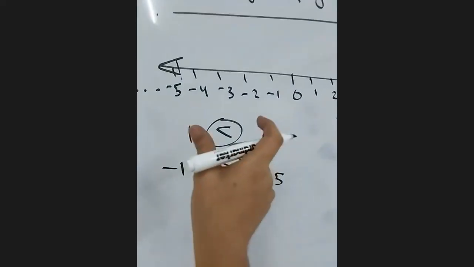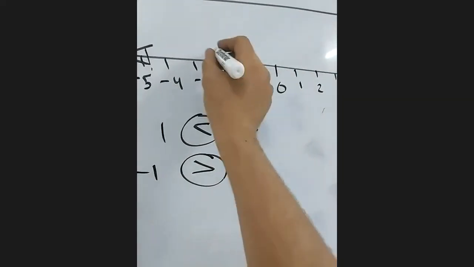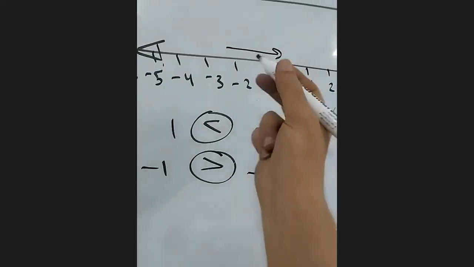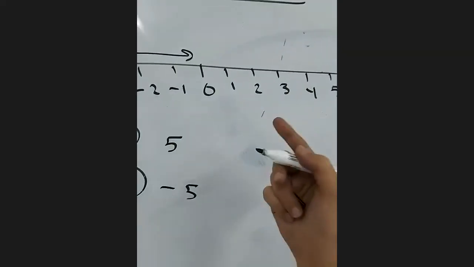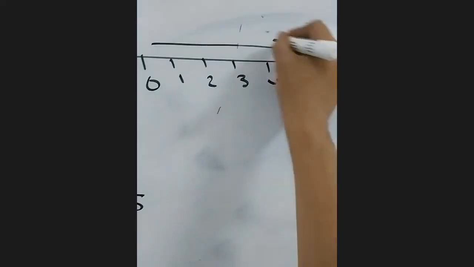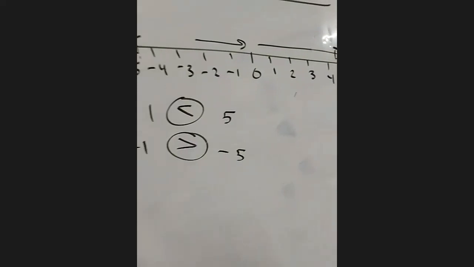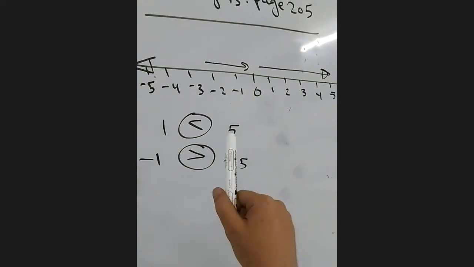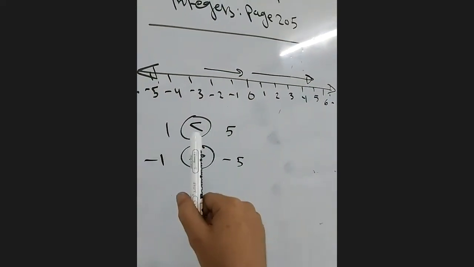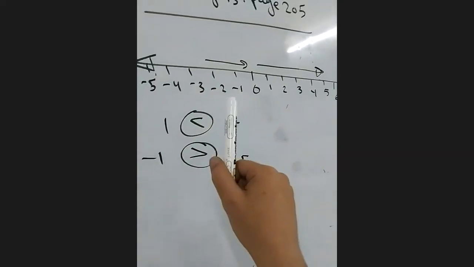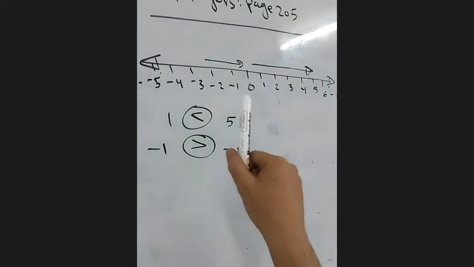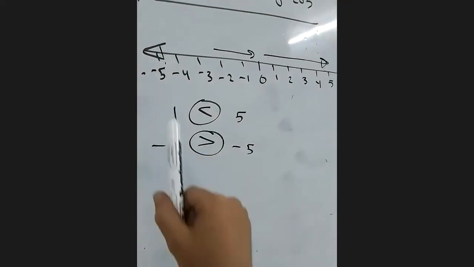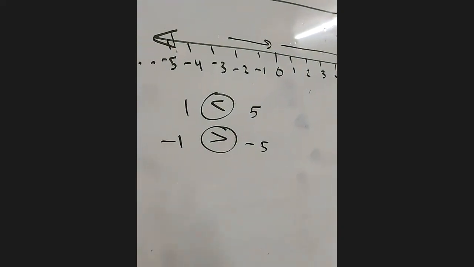In the negatives, guys, the bigger number is the one closer to the 0. If the number is closer to the 0, it will be bigger. But in the positives, the bigger number is the one farther from the 0. So here 5 is farther than 1 from the 0, so 5 is bigger. But in the negative integers, negative 1 is closer to the 0 than negative 5, so negative 1 is bigger than negative 5.